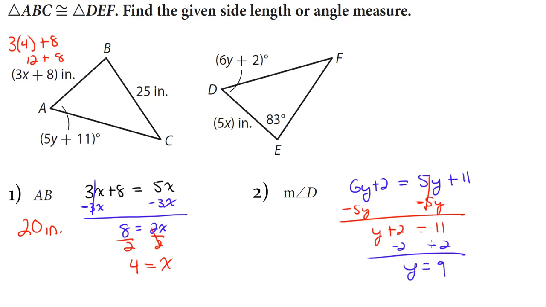So now if y equals 9, I want to find the measure of angle D. I need to plug that in here. So I have 6 times 9 plus 2. 6 times 9 is 54. And 54 plus 2 is 56. So the measure of angle D is 56 degrees.